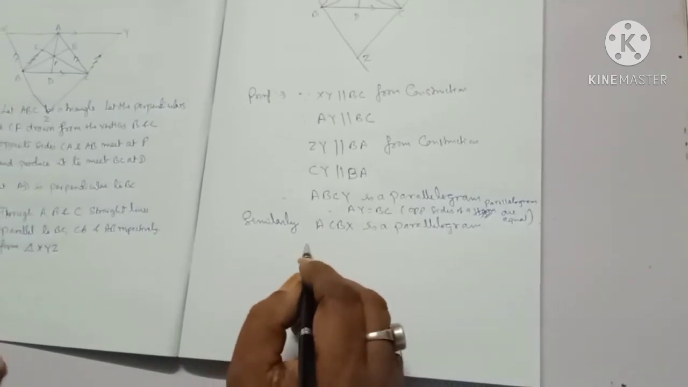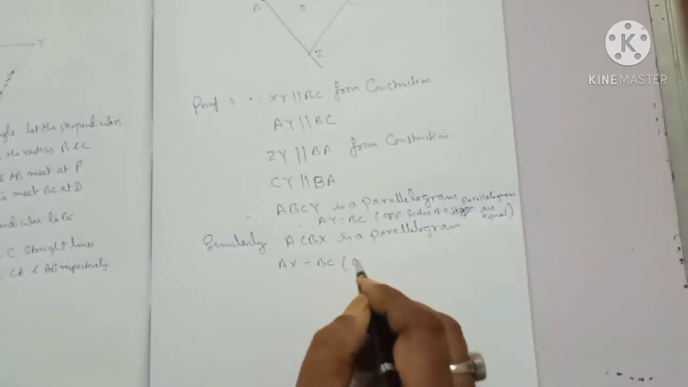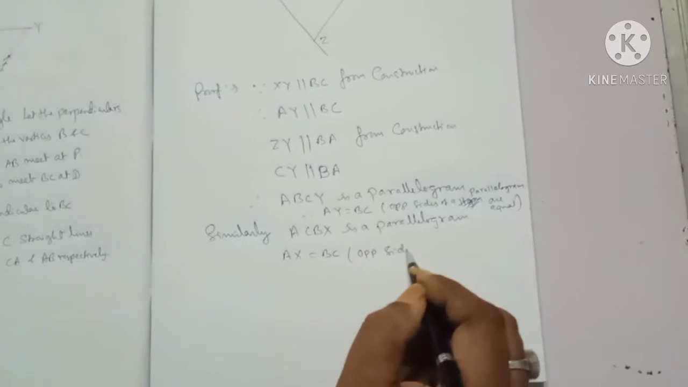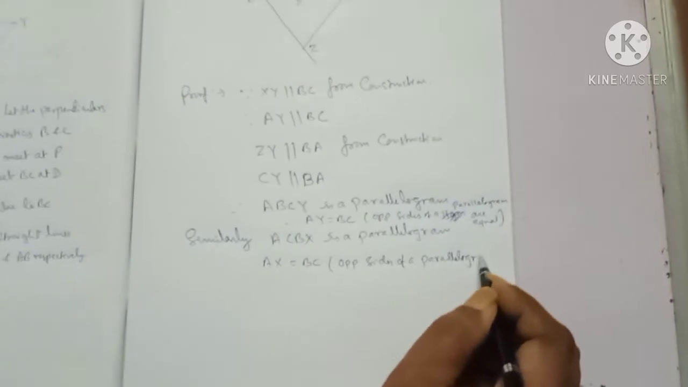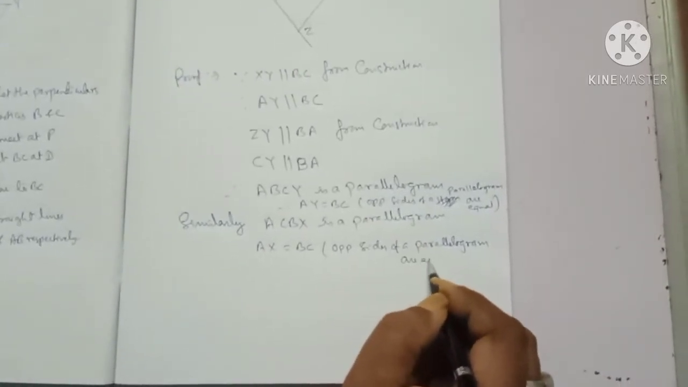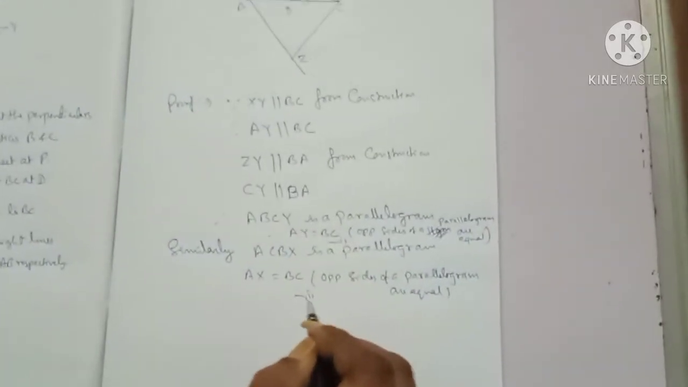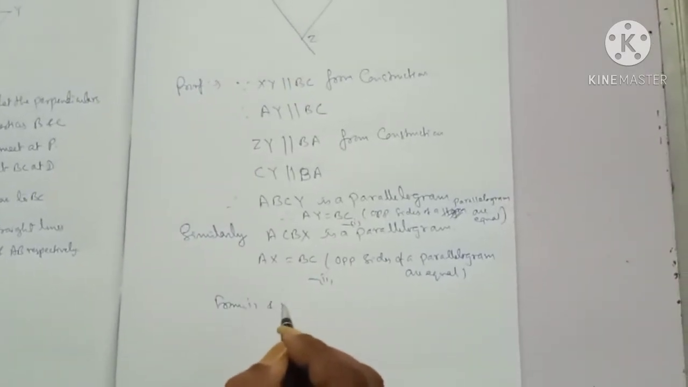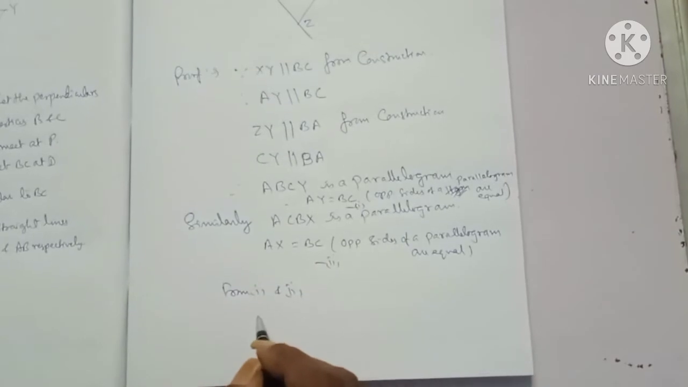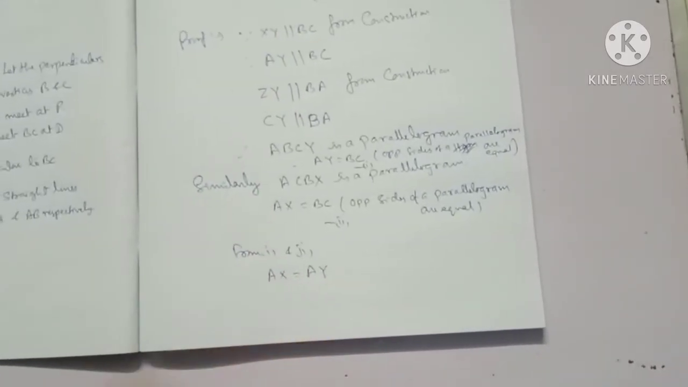Again, AX is equal to BC, because opposite sides of a parallelogram are equal. So this is equation 1 and this is equation 2. From 1 and 2 we get that AX is equal to AY. Therefore AX is equal to AY.